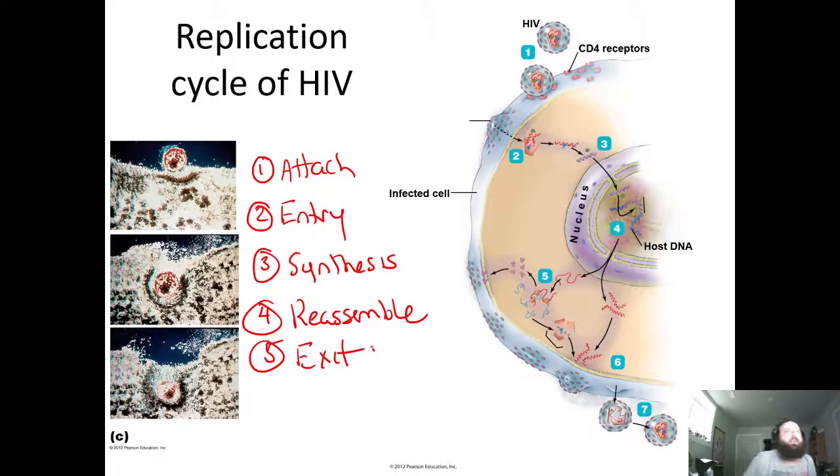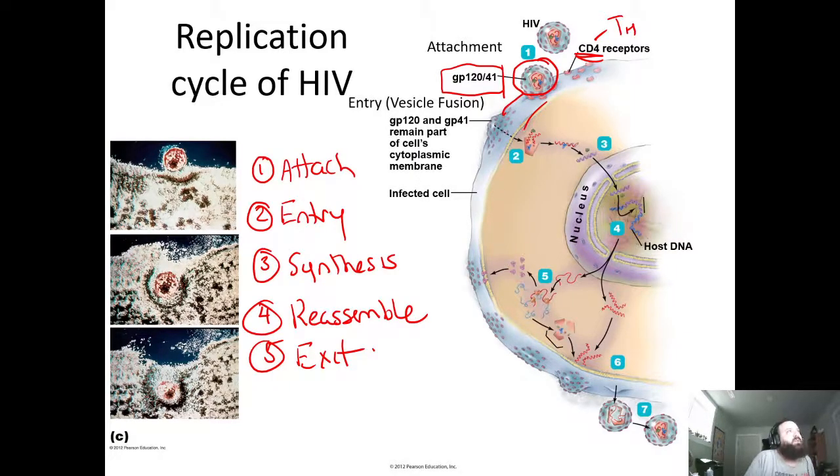Okay. So what I'd like to show you here first, of course, is the attachment phase. And this is due to those GP120 and GP41 proteins in the viral envelope binding to the CD4 receptors on helper T cells in the human body. The attachment of the virus to the host cell will allow for entry to occur simply by the fusion of the viral envelope with the plasma membrane. So here you can see the fusion has taken place. And then this will essentially deposit the viral single-stranded RNA into the host cell cytoplasm.